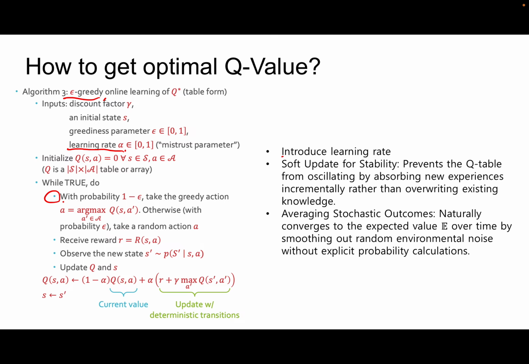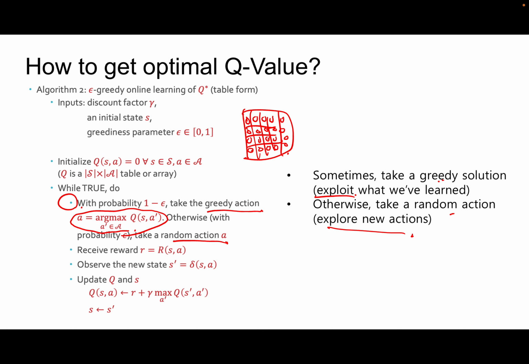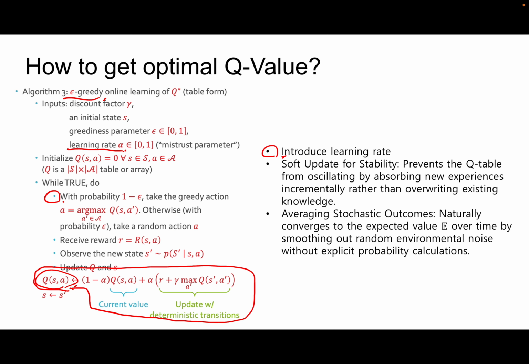We introduced a learning rate, right? And the difference from algorithm 2 is how we update the Q-value function. The only difference is this one. It's like a soft update for stability. In the previous algorithm 2, we simply updated the Q function with R plus gamma times the maximal Q function. That is the definition of the optimal Q-value function and Bellman equation, right? But it could completely overwrite what we've learned so far, so it could make the algorithm unstable and oscillating.